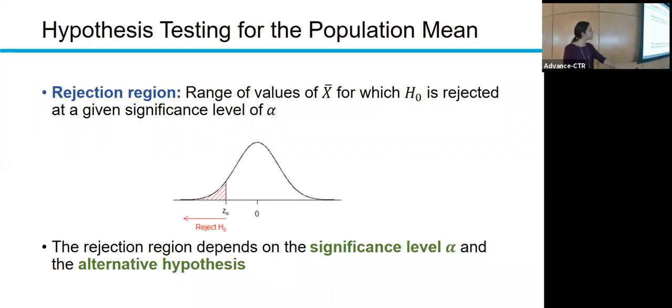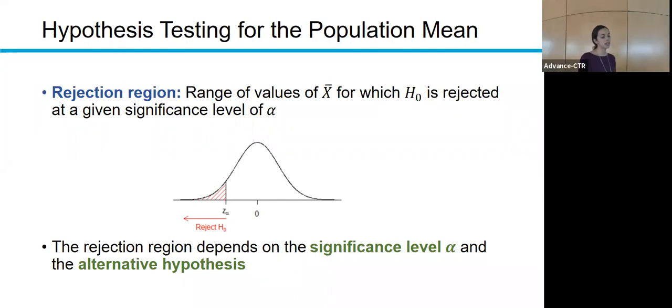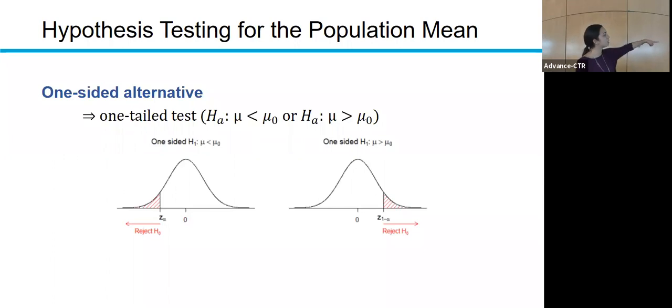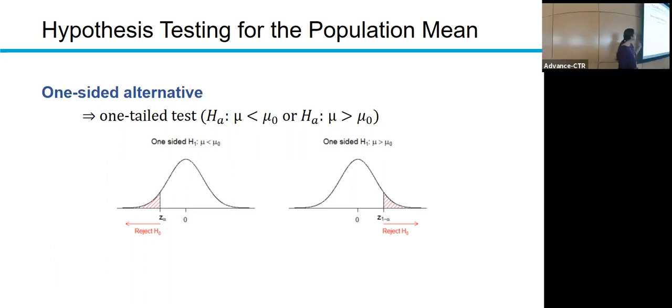alternative hypothesis. What I've pictured here is actually a one-sided alternative, where your alternative hypothesis was that the population mean is less than your null value, and that's a one-sided alternative. But another alternative is that you might want to test if the population value is greater than some null value, and that's the image on the right-hand side.